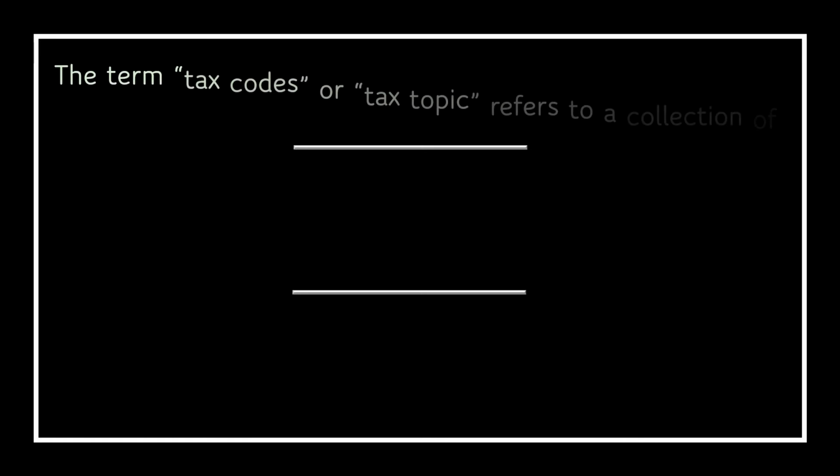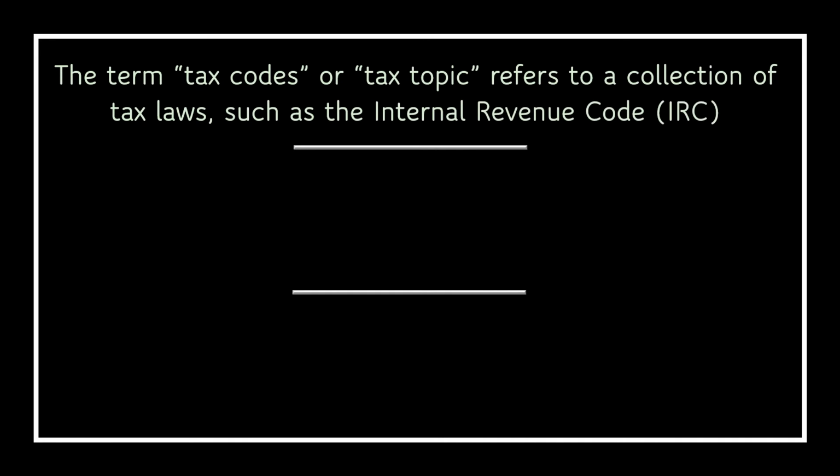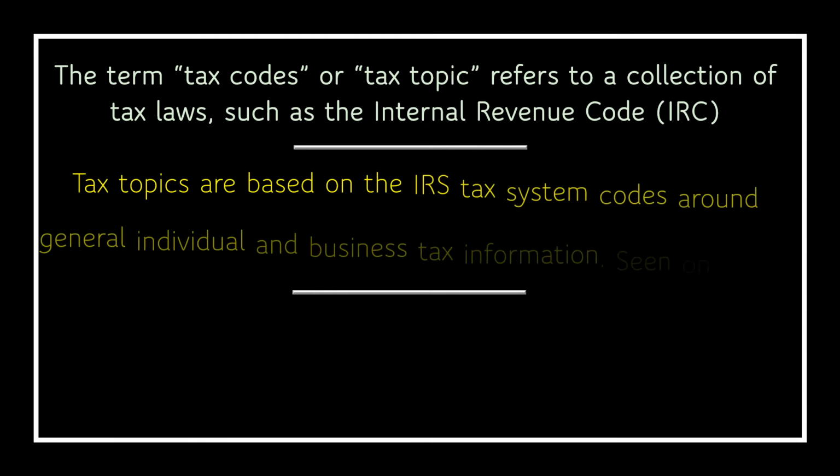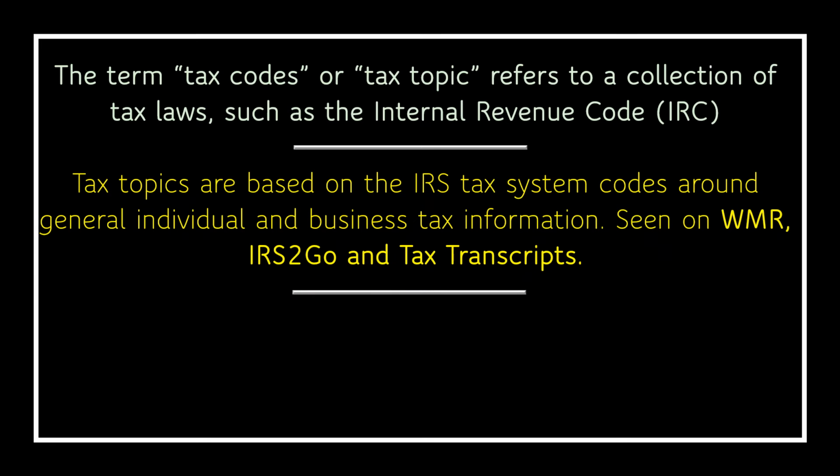So just to be clear, what are tax codes and tax topics? They basically are a collection of tax laws that have been codified, like the Internal Revenue Code that the IRS uses to organize different procedures and different processes around taxes. And they're really codified in a lot of the systems as well. But they're based on general individual and business tax return information. Sometimes they're easy to understand, sometimes they're complicated, but it does create a lot of confusion.